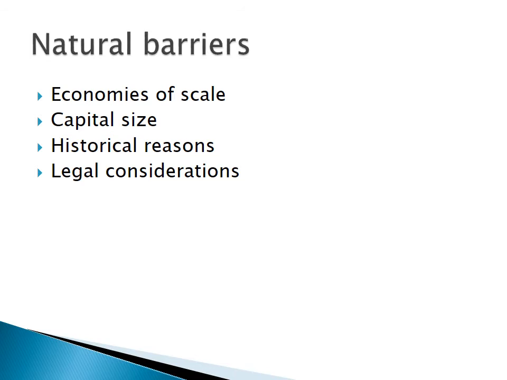The second point is capital size. The supply of a product may involve the input of such a vast amount of capital equipment which is difficult for smaller firms. The third point is historical reasons. A business may have a monopoly because it was the first to enter the market for a product. For example, Lloyd's of London dominates the world shipping insurance market. So they have the history, so that's why they have the monopoly.